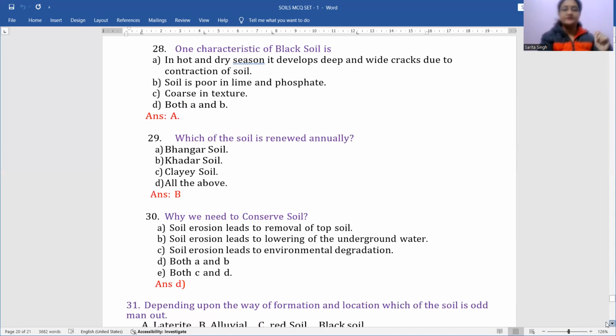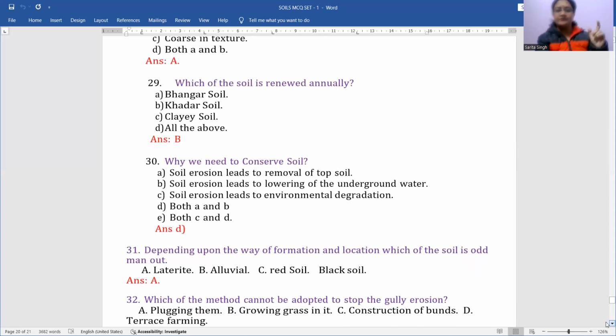Okay, which of the soil is renewed annually? Bangar soil, खादर soil, clay soil, or all of the above? देखो, बांगर सॉइल में हमने डिस्कस किया, तो बांगर सॉइल इज एक्चुअली व्हाट इज इट, alluvial soil which is old, right? It was deposited long back. Khadar soil recently deposited, and it gets renewed every year. Okay, it is found close to the flow of river. So B is the perfect answer for this.